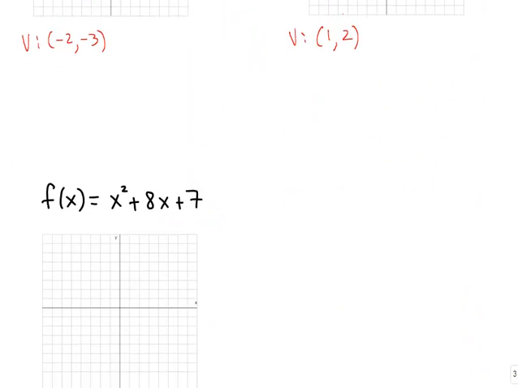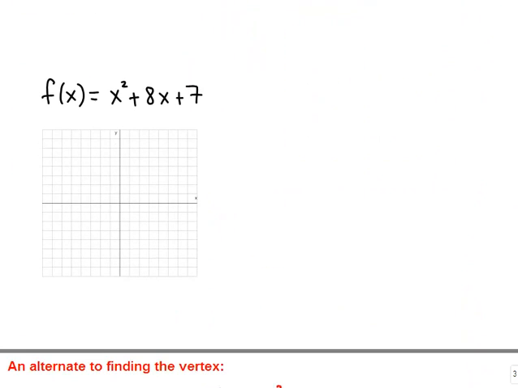So what happens if you have an equation of a parabola that's not in that vertex form? For example, right here, x squared plus 8x plus 7. We don't have a quantity squared. We don't know what our h is. We don't know what our k is. So this isn't going to be as nice to work with in terms of graphing as the other examples that we did. So what we're going to want to do is put this into vertex form. And the way that you do that is by completing the square.